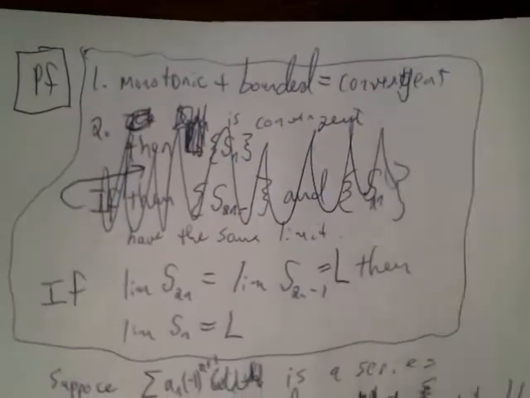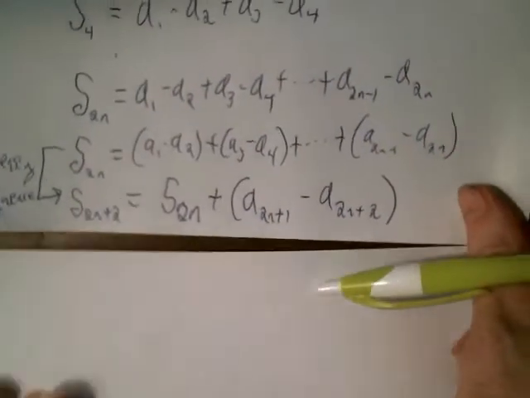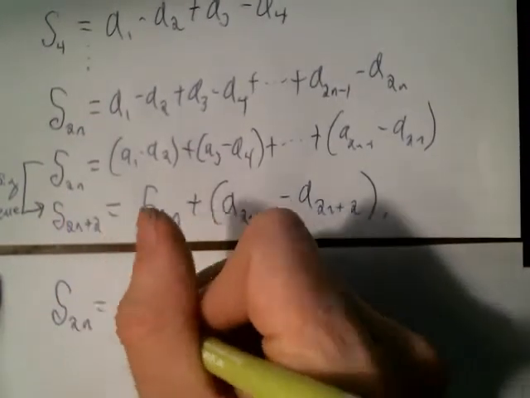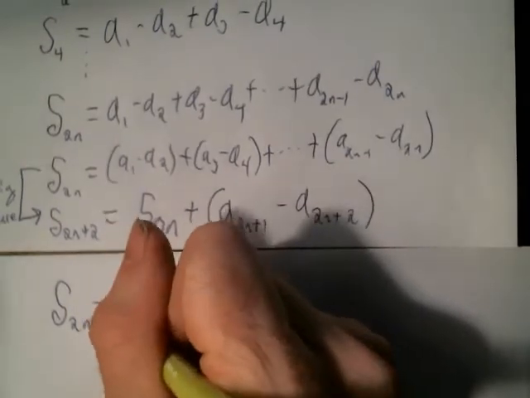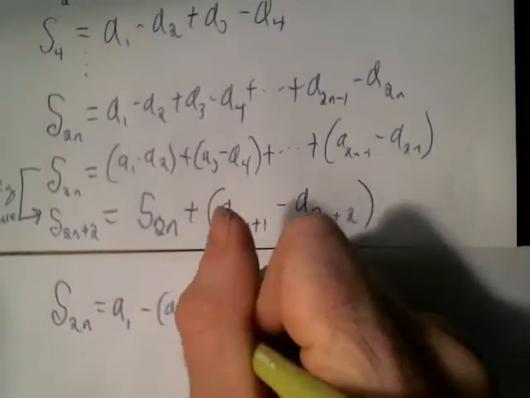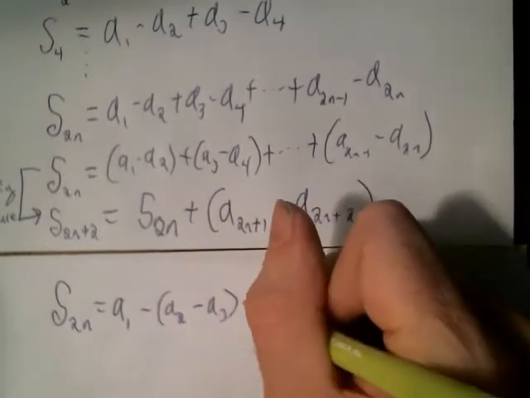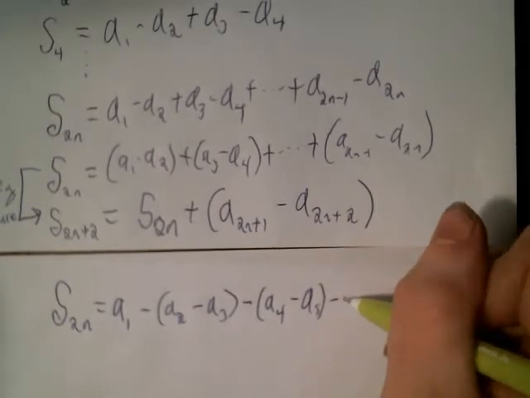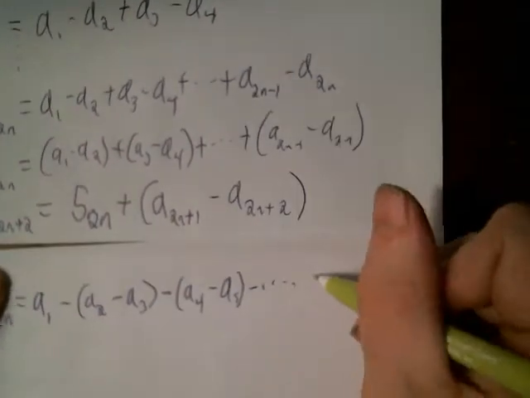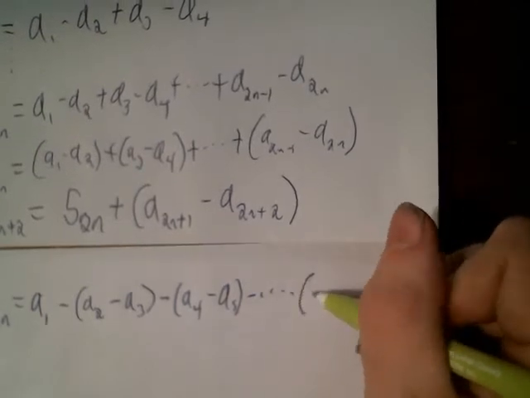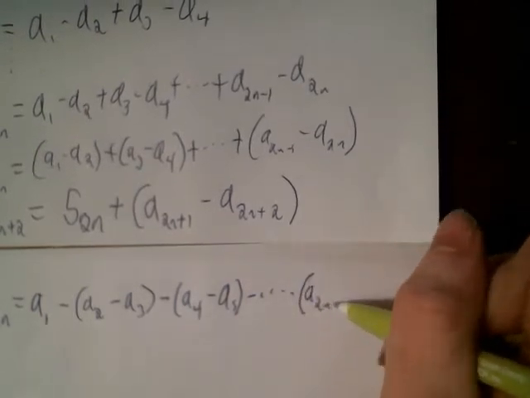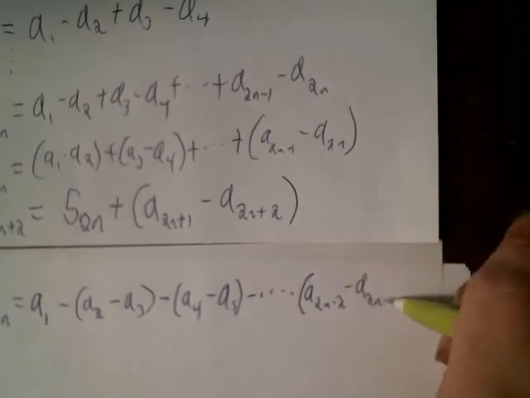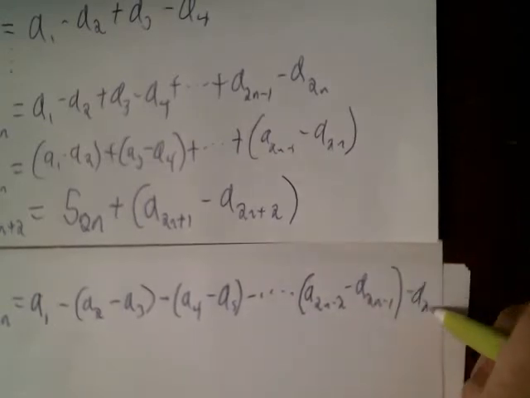Okay, so that's one part of the monotonic plus bounded part that we're trying to prove. The other part comes from rearranging these terms. So I have my s sub 2n. If I rearrange them like this, a sub 1 minus a sub 2 minus a sub 3 minus a sub 4 minus a sub 5 minus dot dot dot, and then these last terms are going to be a sub 2n minus 2 minus a sub 2n minus 1, and then minus a sub 2n.